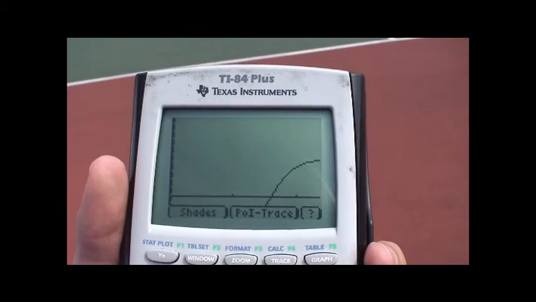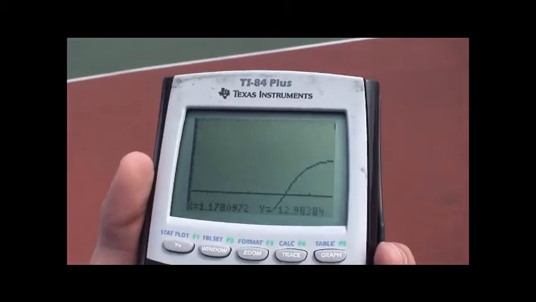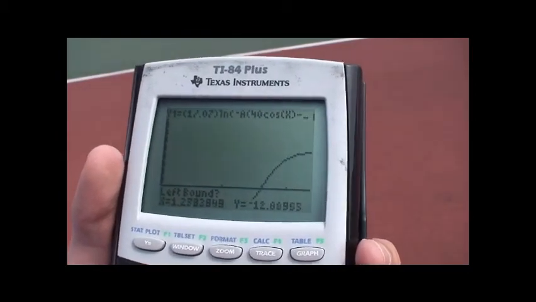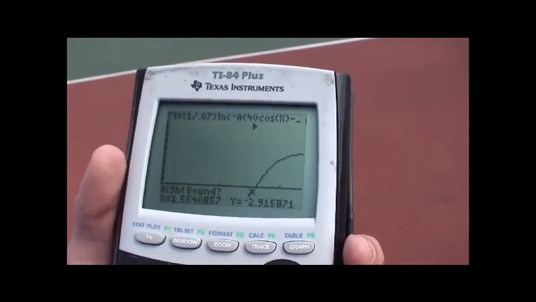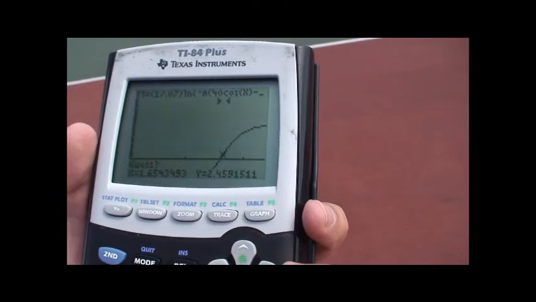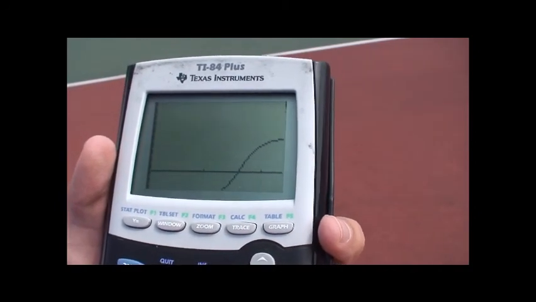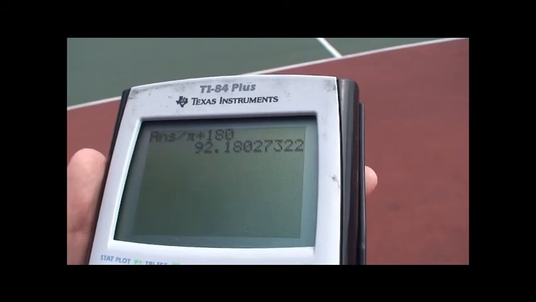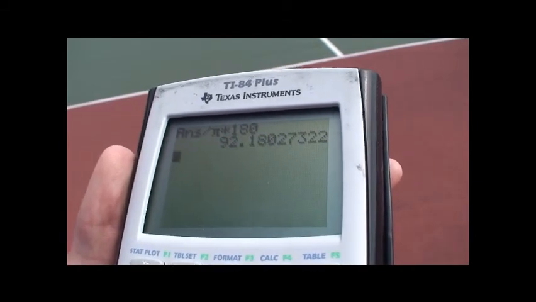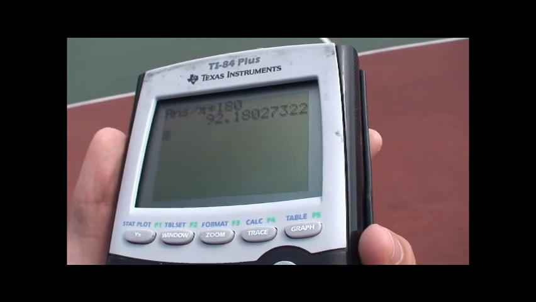And here's the graph, and we can find its zeros using a built-in calculator function. And this gives 92 degrees. So you should be hitting the ball at a 92 degree angle.